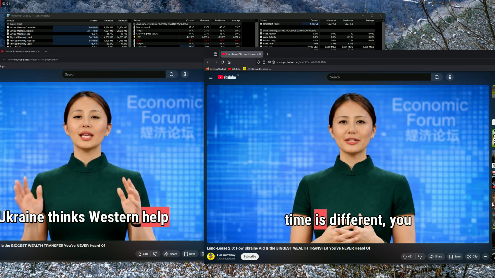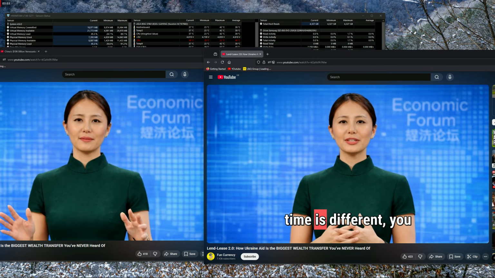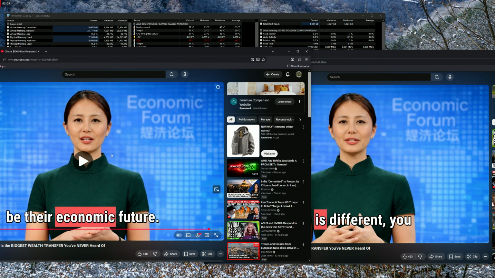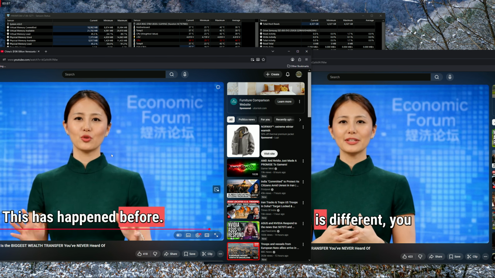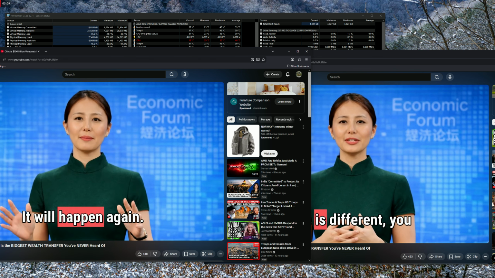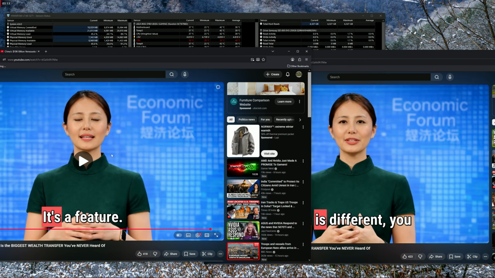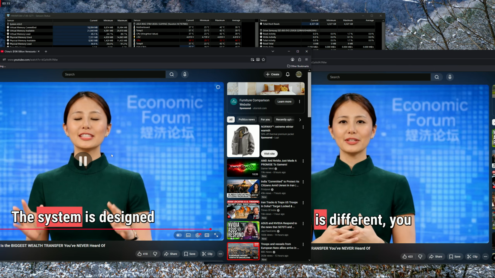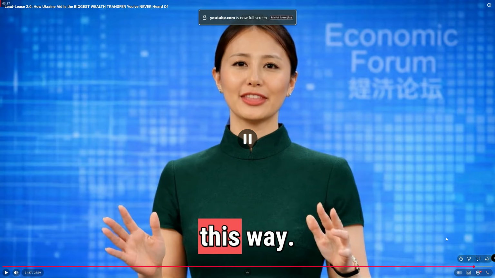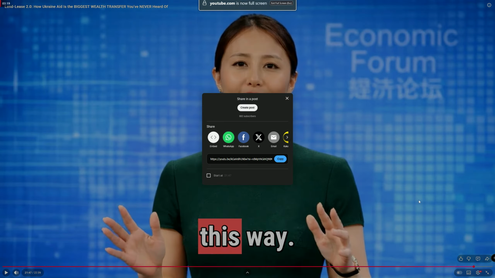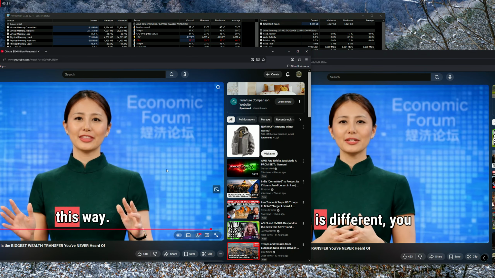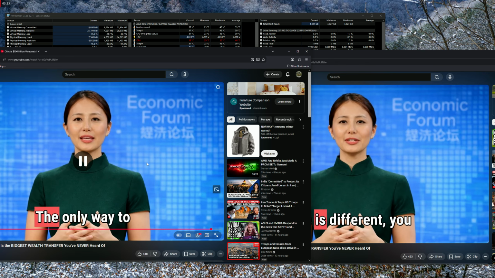Ukraine thinks Western help will save them. It will. But the price will be their economic future. This has happened before. It's happening now. It will happen again. Because the pattern isn't a bug. It's a feature. The system is designed this way.